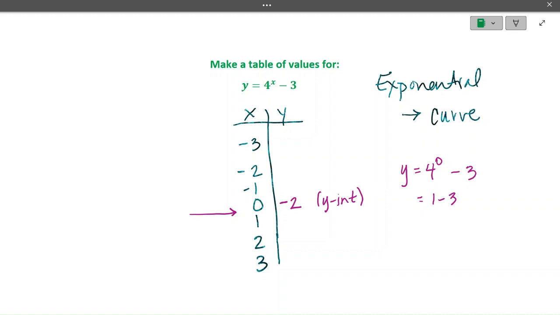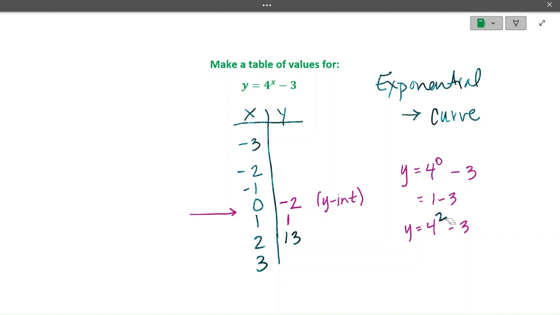And then I'm going to do my positive values first because negative exponents give me fractions, and not everyone is so excited about fractions as I am. I'm plugging 1 in for x. 4 to the 1 is 4, minus 3 is 1. Now, before you start saying, oh, that was an increase of 3, so I'm going to keep increasing by 3, you can't do that. This isn't linear. When I replace my exponent with a 2, 4 squared is 16, minus 3 is 13. So definitely not linear at this point.